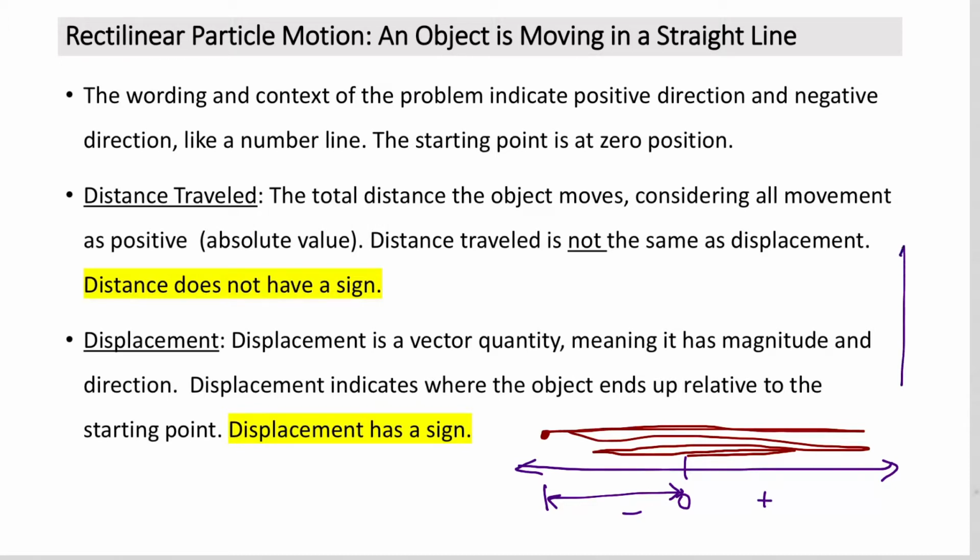If your number line was oriented north-south, and this was your starting point, if you ended up north of the starting point, positive displacement. If you ended up south of the starting point, negative displacement. So it's a very important distinction here. Distance does not have a sign. However, displacement has a sign because displacement is what we call a vector quantity. And those of you who were in pre-calculus might remember some of this.